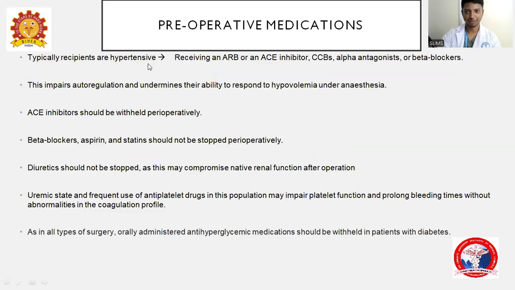How are the preoperative medications? Typically, patients are hypertensive. They might be on ARBs, ACE inhibitors, calcium channel blockers, alpha antagonists, or beta blockers. This impairs autoregulation and undermines the ability to respond to hypovolemia under anesthesia. ACE inhibitors should be withdrawn perioperatively. Beta blockers, aspirin, and statins should not be stopped perioperatively. Diuretics should not be stopped as this may compromise native renal function after operation.